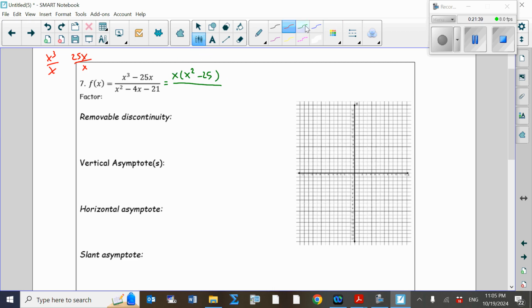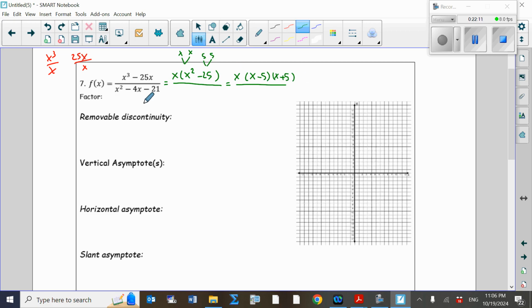But we can factor this more, because x squared is x times x, and 25 is 5 times 5. So this is itself another polynomial that could be factored. This is the difference of two squares. I'm going to write the first x here, and the second part can be written as x minus 5, x plus 5. That's how you factor the second part. So this is the top.